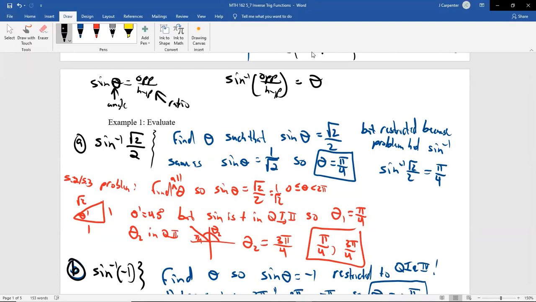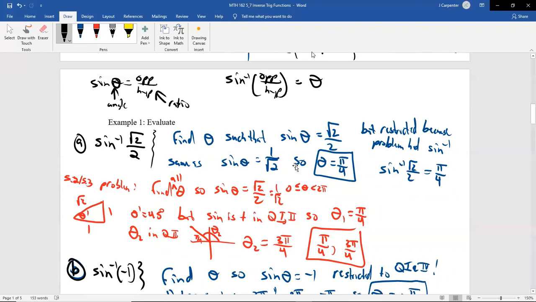So we said, okay, this inverse sine of square root of 2 over 2 is really just saying the same thing as this: find an angle such that the sine of the angle is square root of 2 over 2. Some people will do this rewrite, some people will not. That's up to you and how much practice you do and how much you feel you need it.